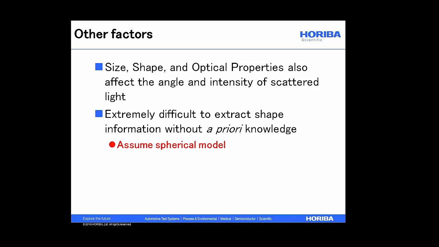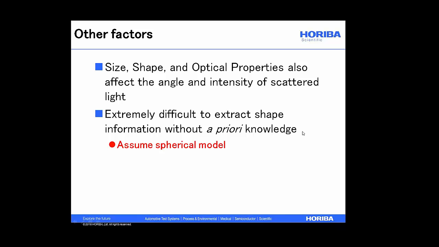Some other factors in the measurements: size, shape, and optical properties also affect the angle and intensity of scattered light. So there are some effects due to the shape of the particles. And it can be extremely difficult to extract shape information without a priori knowledge. So we need to assume a spherical model for the particles. If you were to align all of your particles, and if you were to have a two-dimensional detector, and if you were to have particles that were all a fairly uniform shape, you might get a little further than that. But generally, through most of life, using a spherical model is what you need, and that's the most efficient way to extract information.